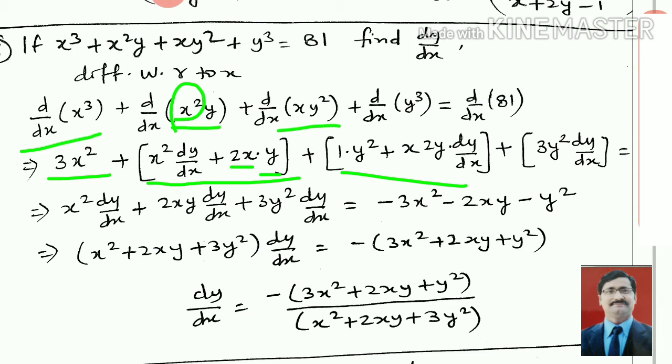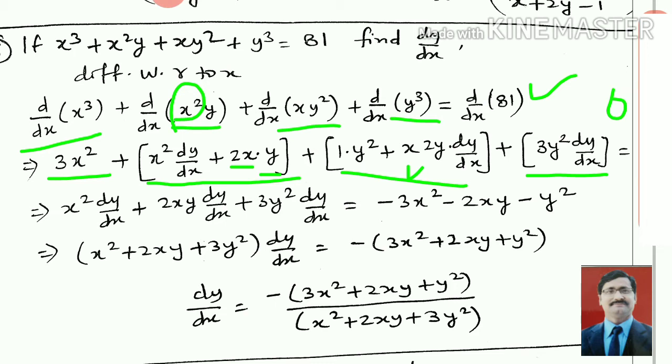Similarly in the second bracket we have differential of xy square. x differential is 1, y square is as it is. Now x is as it is, differential of y square is 2y dy by dx. Now y cube differential is 3y square dy by dx, and differential of 81 is constant, so differential you can write here 0. All understand this?